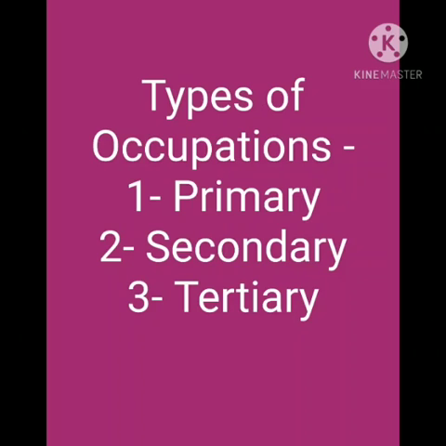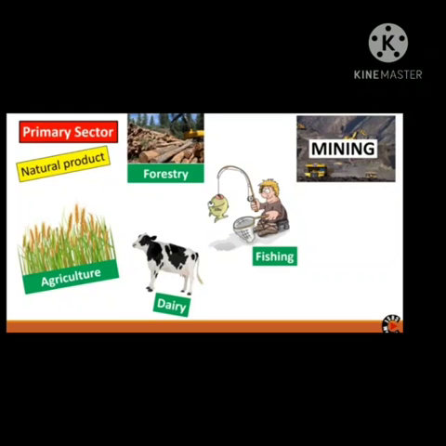Now we will talk about the types of occupation, that is primary, secondary and tertiary. Now we will talk about the primary occupation, which includes farming, fishing, mining and forestry, etc. Material produced through primary activities include cotton, wood, coal, etc. Primary occupations involve the production of raw material using natural resources.